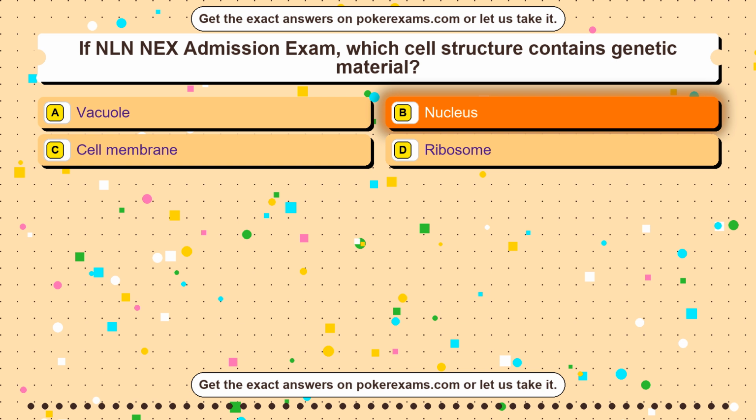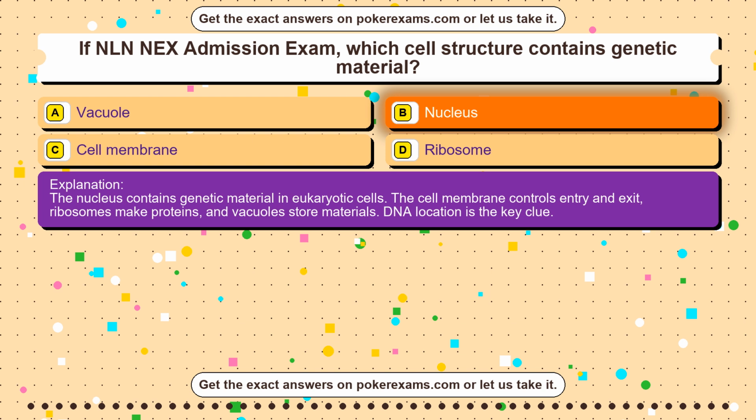Nucleus. The nucleus contains genetic material in eukaryotic cells. The cell membrane controls entry and exit, ribosomes make proteins, and vacuoles store materials. DNA location is the key clue.